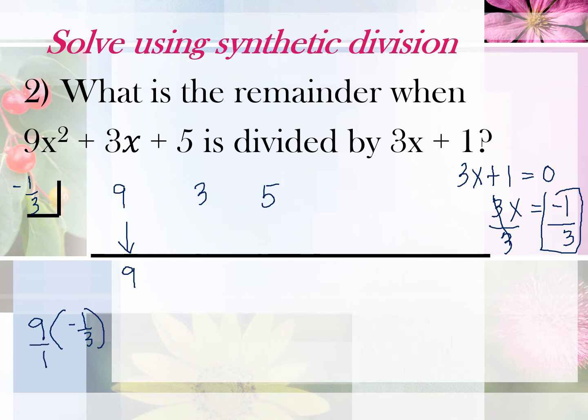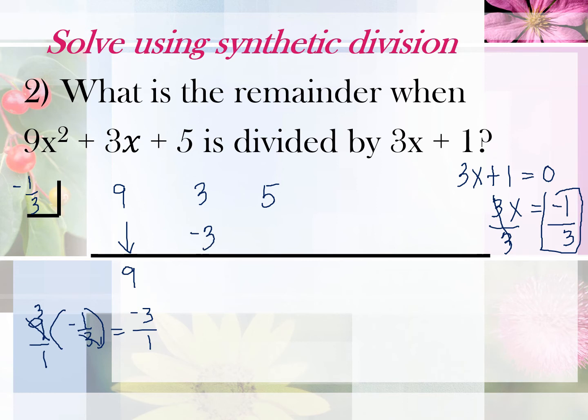So, pwede na tayo mag-cross cancellation. Yung 9 tsaka 3, divisible both by 3. So, 9 divided by 3, cancel na natin siya. That is 3. And 3 divided by 3 is 1. Then, proceed tayo. Multiply. 3 times negative 1 equals negative 3. Then, 1 times 1 is 1. So, negative 3 ang ilalagay natin dito.